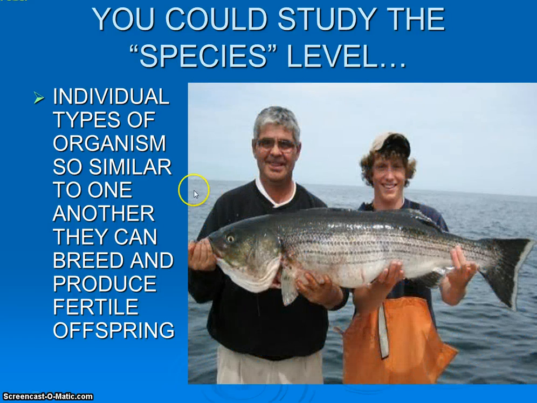For example, if we're studying, in this case, hopefully living in Westerly, you know what this guy is, a striped bass. If we're studying that, we may just be studying just the species of striped bass. How does this particular species breed? What's their average size of fertile offspring? We're studying just striped bass. That would be our smallest level.